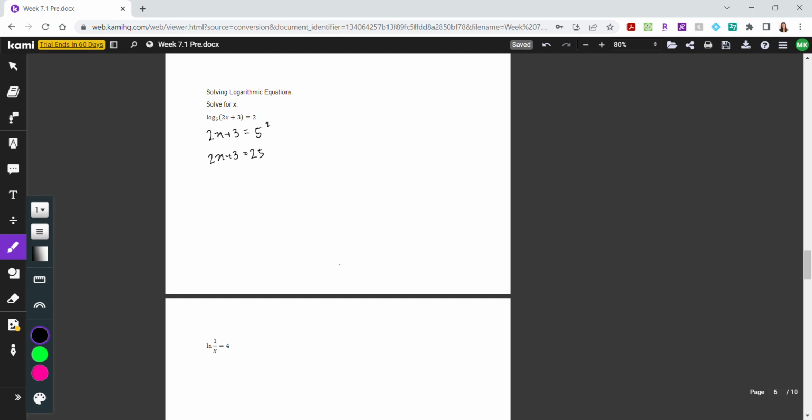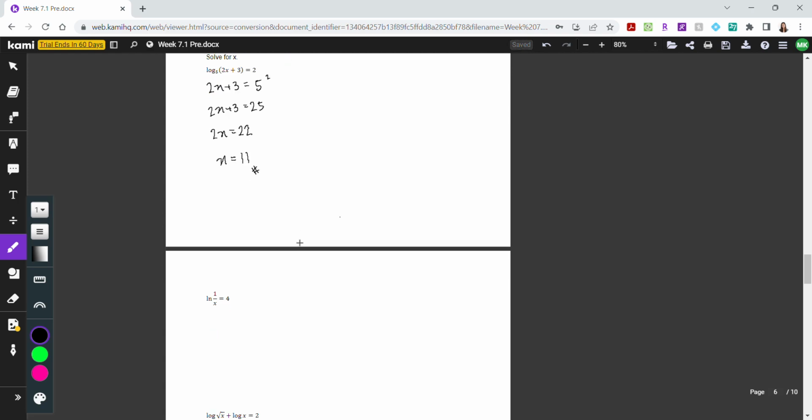Now we want to isolate 2x, so we're going to subtract 3 on both sides of the equation to give us 2x equals 22. I want to isolate x, so I'm going to divide both sides by 2 to finally give me x equals 11. And this is the solution. All right, so if your x is here, you want to change this into an exponential function.